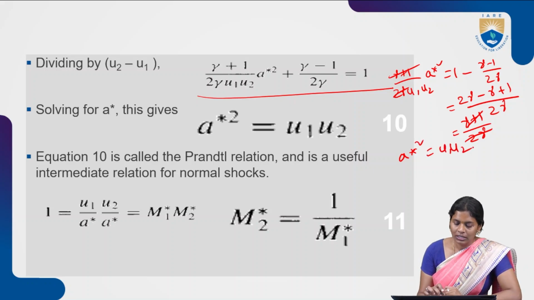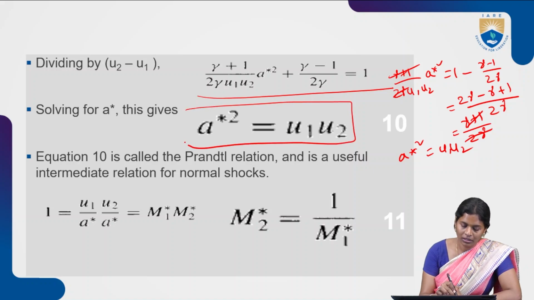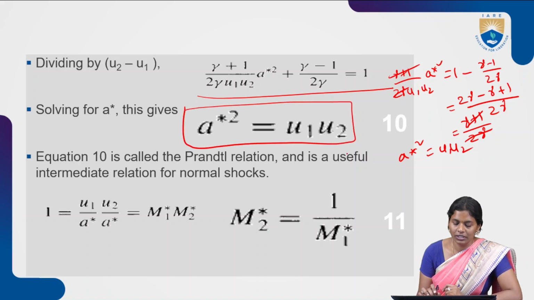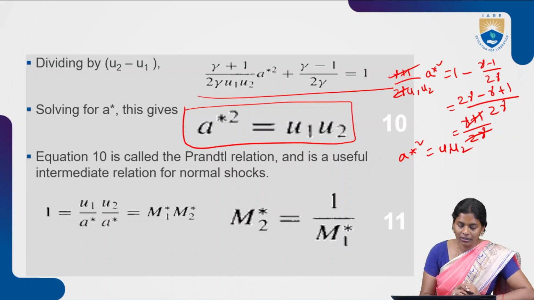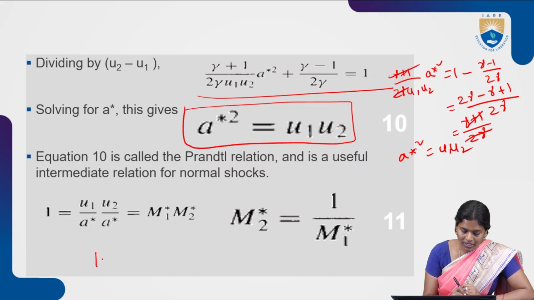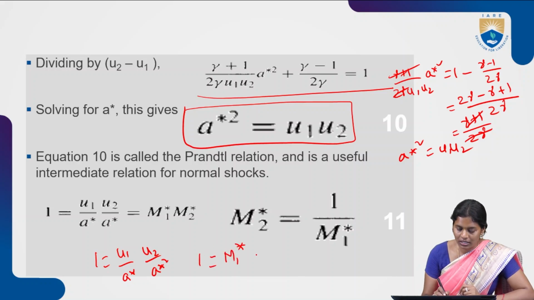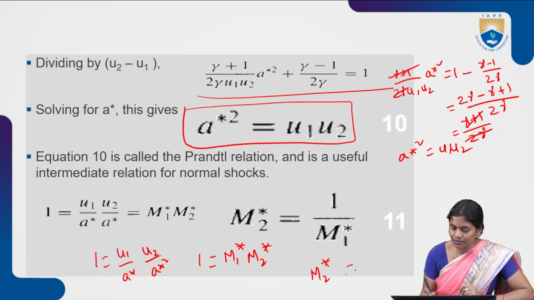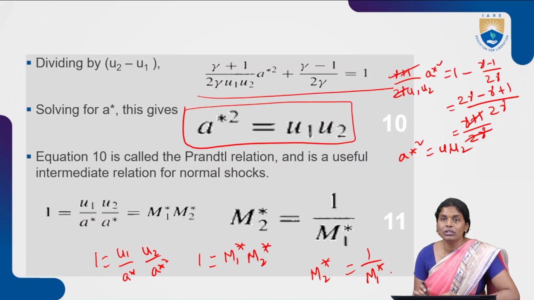Now this expression is nothing but the Prandtl relation, and it is useful for the intermediate relation of the normal shock wave. Now for this, further, what can we write here? 1 equal to u1 by a star times u2 by a star, right? So now further, 1 equal to m1 star times m2 star. So m2 star equal to 1 by m1 star. So it means M2 will be less than M1 only, right?